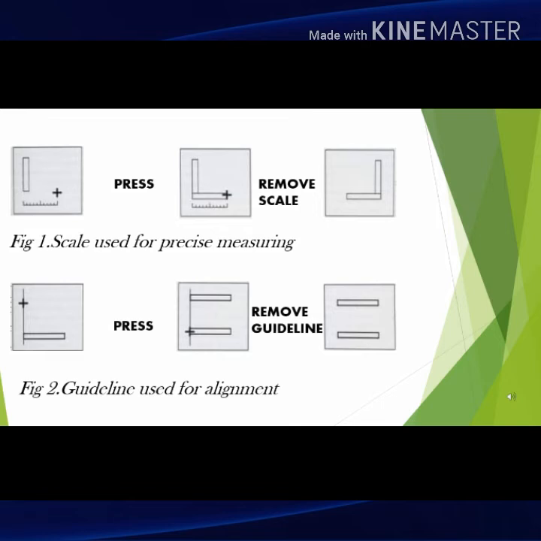The first figure is all about scales used for precise measuring, and the second figure is all about guidelines used for alignment. In the first figure, the first image consists of a scale, and in the second image it is used for precise measuring. The scale can be given by setting a command, and in the third image it can be removed by setting a command. In the second figure, the guidelines are used. The first image consists of a guideline, and in the second image, a guideline is used to set the image in the right manner. In the third image, there is no guideline, and it can be removed if the user doesn't want it.